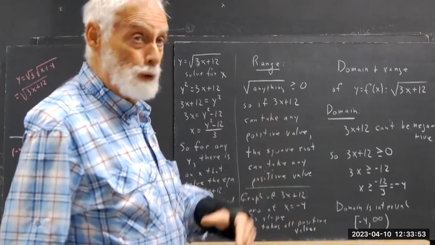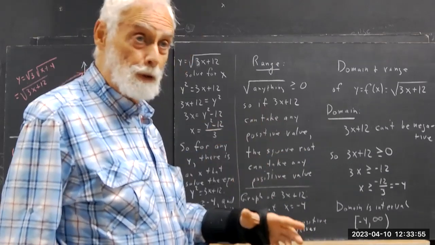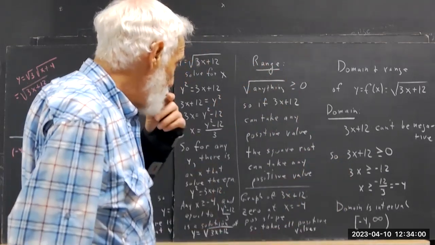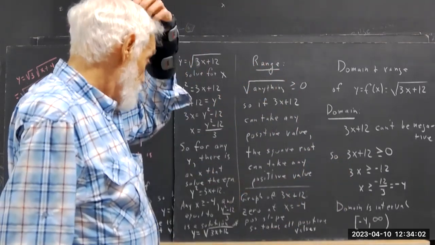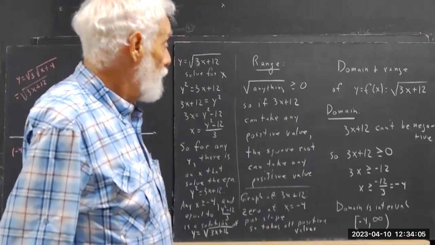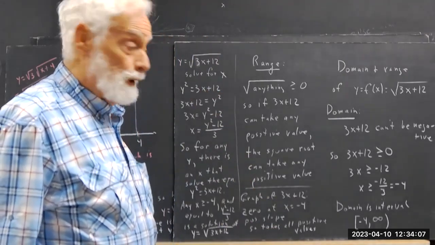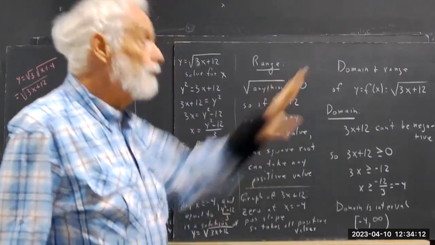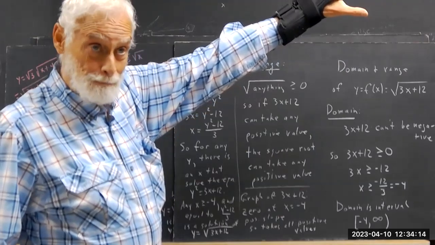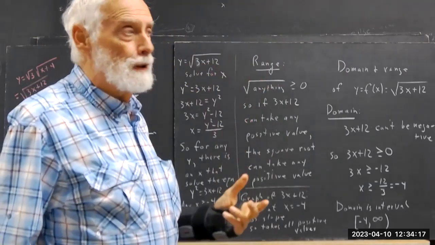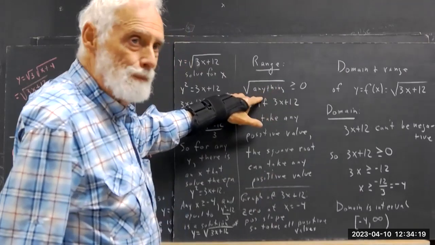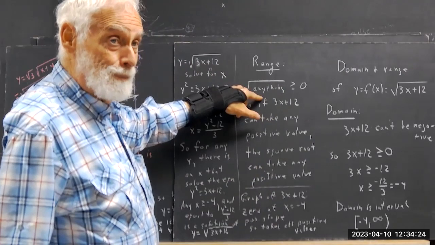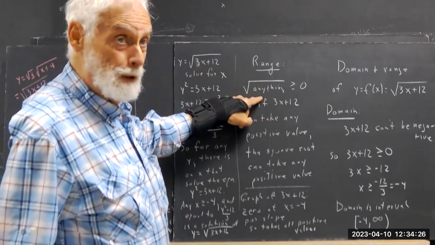The rigor lies in knowing how to do things rigorously so that you don't do ignorant things. So intuitively we know this, and we can make it a little tighter. We could graph 3x plus 12. It's a straight line with the zero at x equals negative 4 and a positive slope. It goes everywhere and takes any positive value. Now, if the thing you're taking the square root of can take any positive value, does that mean the square root can take any positive value?